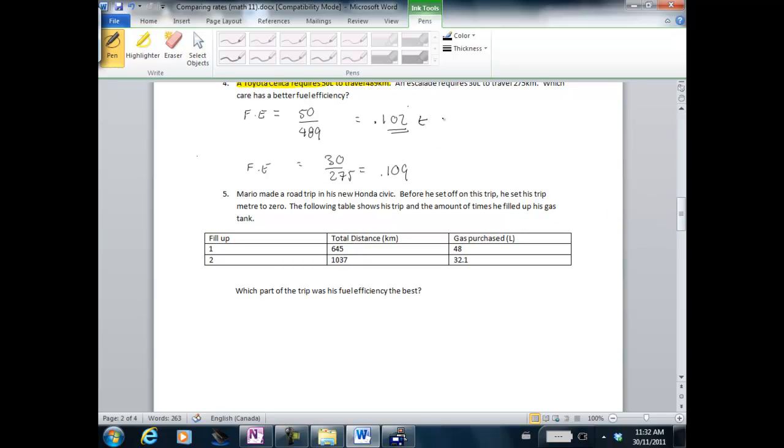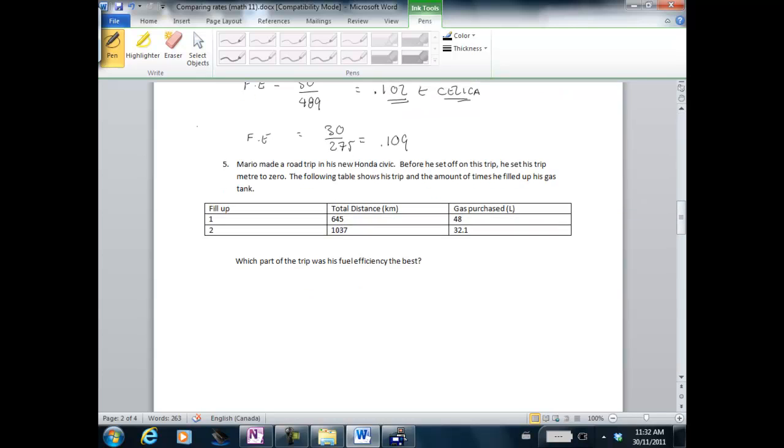So guys, try the next one. And after that, I'm going to load up some videos and give you your package to try on. Number 5. Mario made a road trip on his new Honda Civic. The new one looks pretty nice. Before he sets off on his trip, he sets the meter to 0. The question is this: which part of the trip was he the most fuel efficient? Fill up 1 or fill up 2? This is what you got to figure out. So while you're working on that, I'm going to load up some videos for you, and you're going to see the new Honda Civic and how they measure the fuel efficiency.